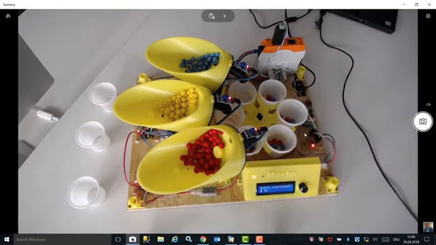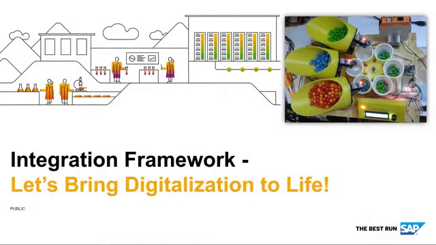This factory automation demonstration showcases how you can transform a manual business process into a digitally automated process using the integration framework and SAP Business One as the core technology, together with Revolution Pi. Explore the integration framework for SAP Business One to transform your business into the digital age.